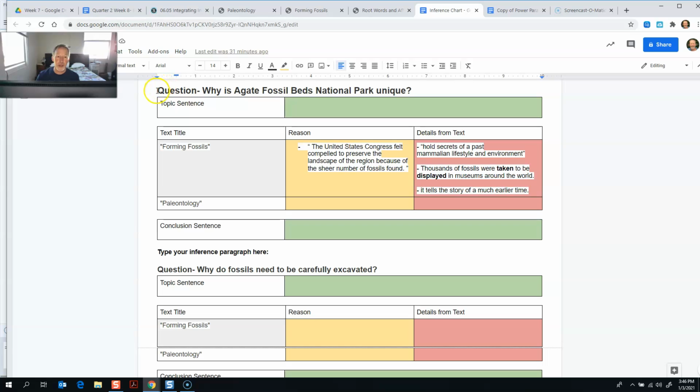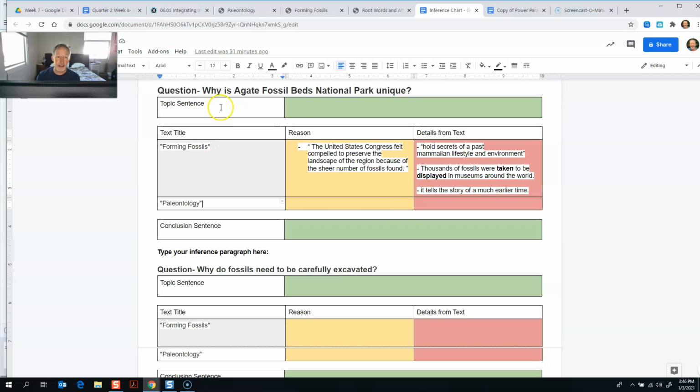Here is the first question. Why is Agate Fossil Beds Park unique? I already found a reason right here, and I've given you some details right here. That was from just forming fossils. Then you're going to have to go ahead and look at paleontology, find the main reason that makes Agate Fossil Beds unique, and then you're going to have to find details to support that reason.